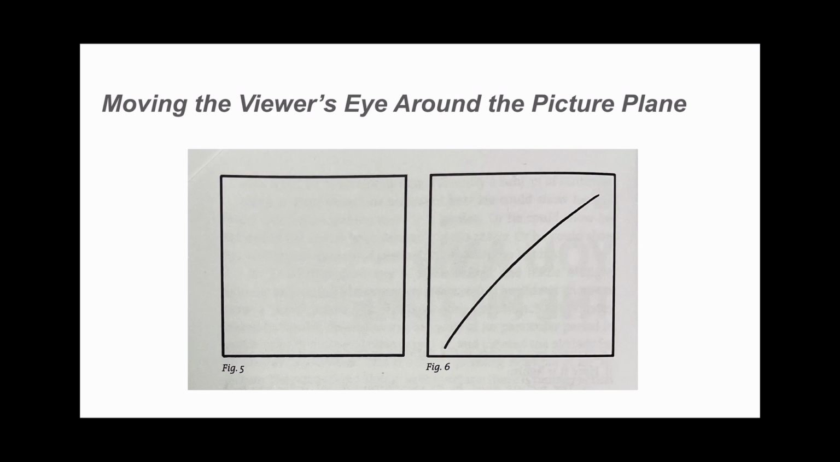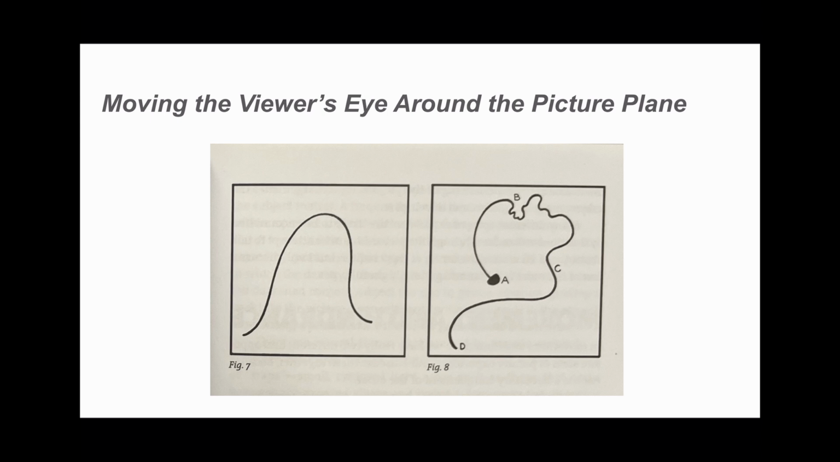But we can think more intentionally about how we want our viewer's eye to move around the picture plane. So if we have a basic picture plane, figure 5 on the left here, we can start to think about how we can use simple lines and moves with our tools to guide our viewer's eye through the visual plane. So think about this as taking your viewer's eye and asking them to go on a little roller coaster ride.